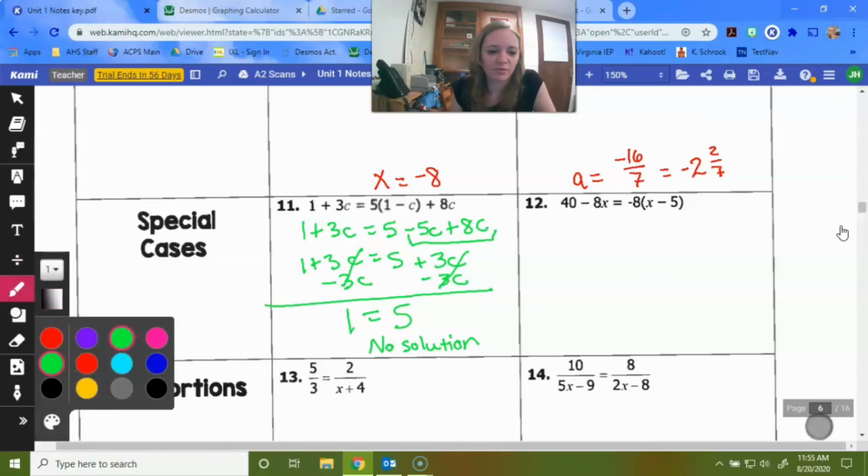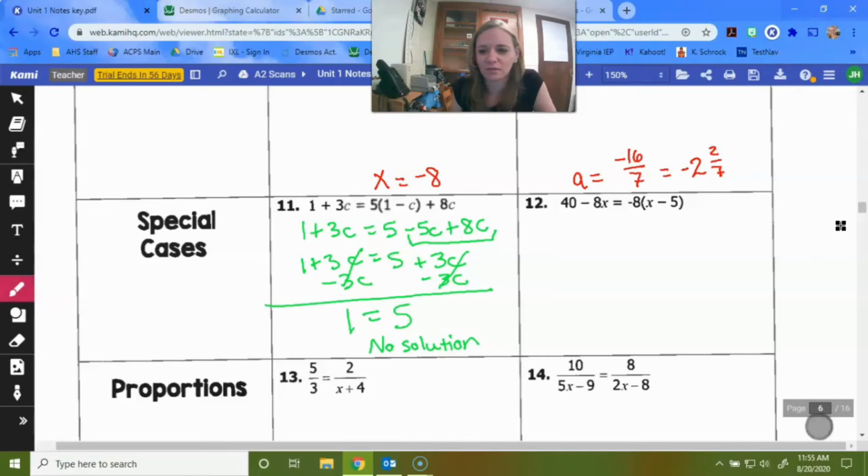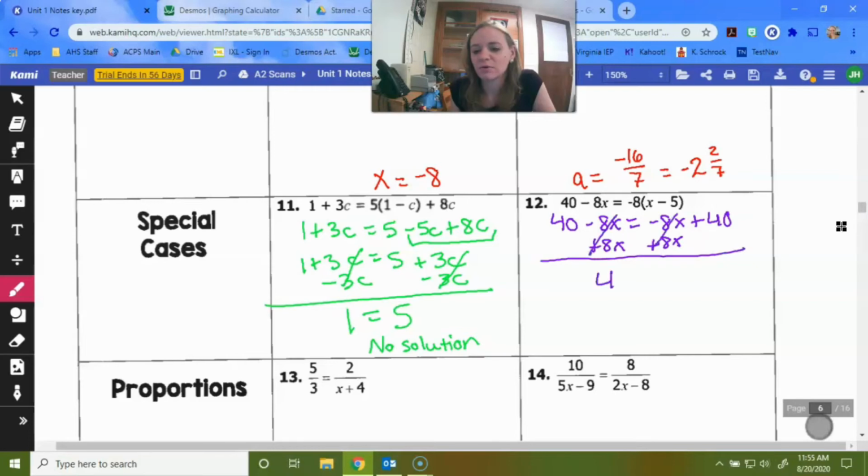Alright, let's do number 12. I'm going to do it in a little bit darker color. 40 minus 8x equals negative 8x plus 40. Add 8x, add 8x, and we get a similar case: cancel, cancel, and we get 40 equals 40. Wow, okay, it's a little bit different.